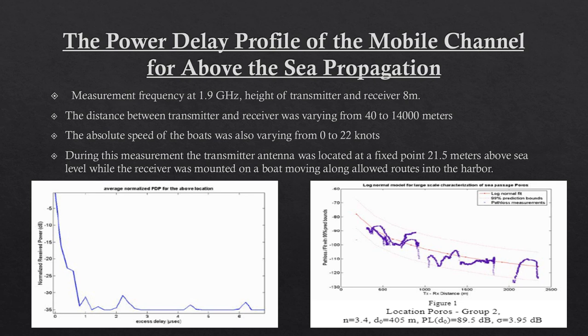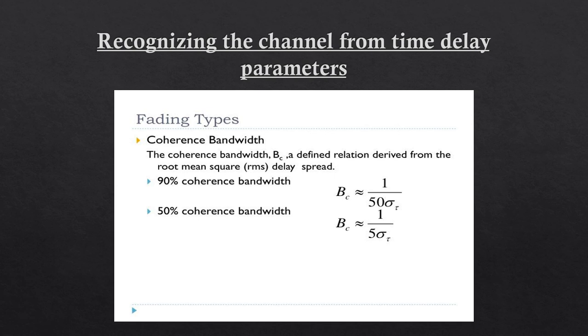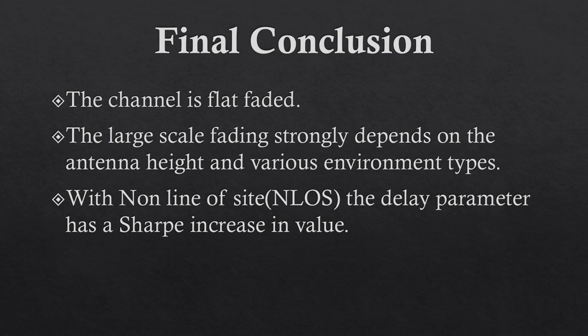Once the RMS delay spread is calculated, we can simply calculate the coherence bandwidth as shown in the slide before. Once the coherence bandwidth is calculated, we can simply compare it with the signal bandwidth, and for this case, the coherence bandwidth is greater than the signal bandwidth, so the channel is characterized as flat faded.